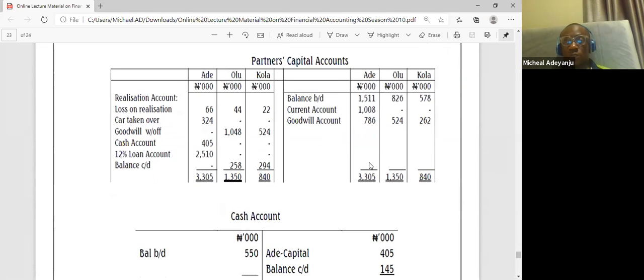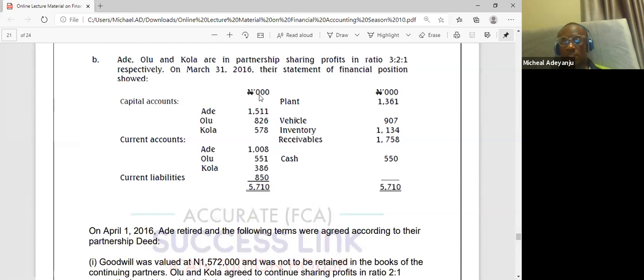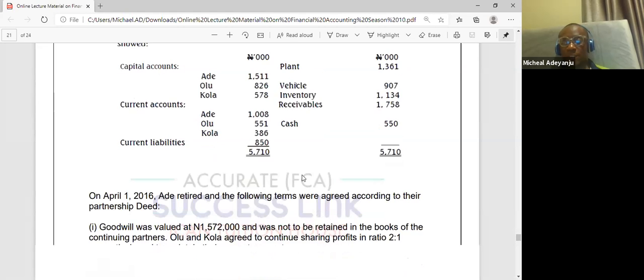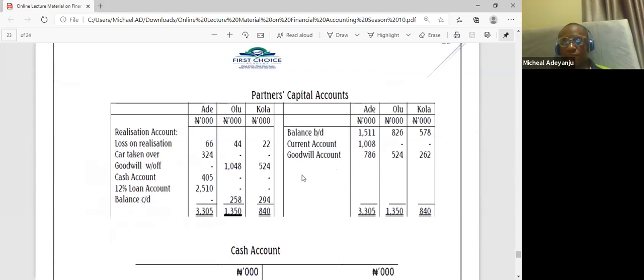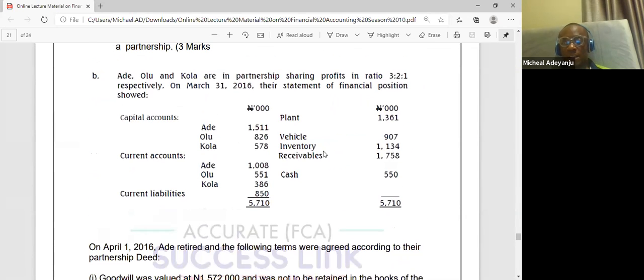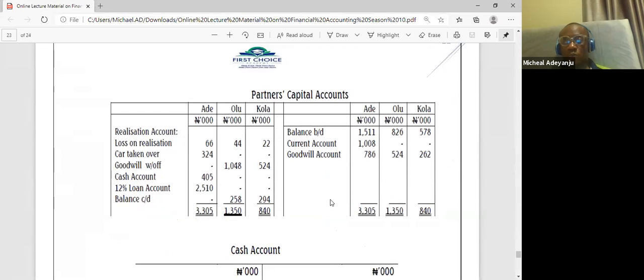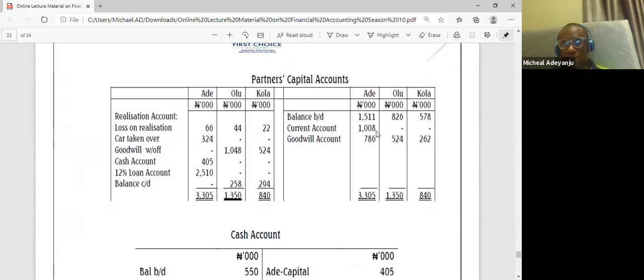Then we move to the partners' current accounts. The balance b/d for the capital accounts is what is in their capital. We can find them from the question. This is it here, so that was how they got their capital. Current account is also from the question, 1008. I think only Ade has a current account. Because Ade is leaving, we are bringing in his current account here, because he is going to have access to all of his accounts, including the current account.